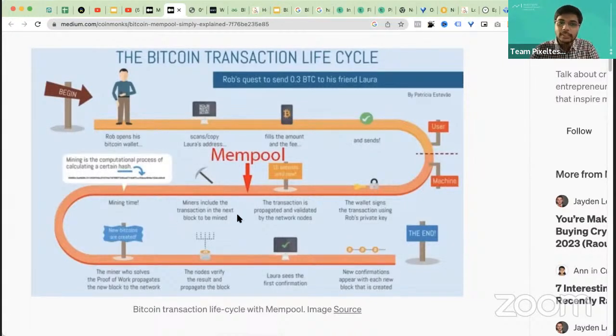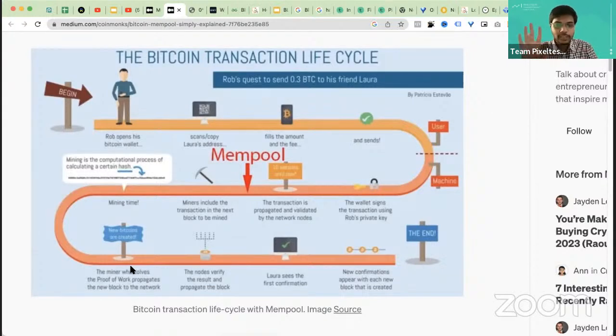Now we have the miner including the transaction in the next block to be mined, and then the mining is happening. So the mining is nothing but the computational process of calculating a certain hash, right? So that process is happening, and new blocks are getting created, right? So the new blocks get created whenever a set of transactions need to be uploaded.